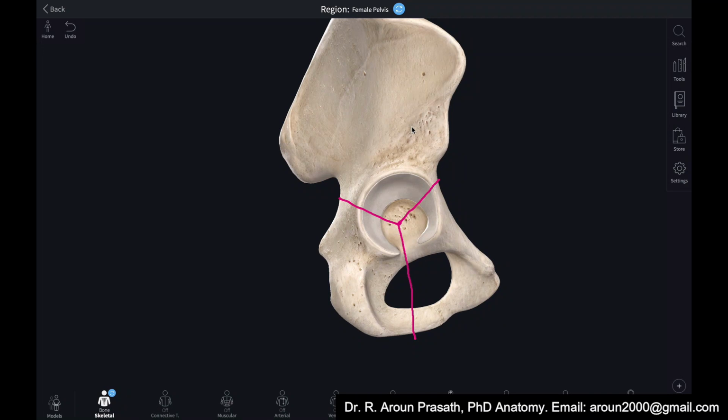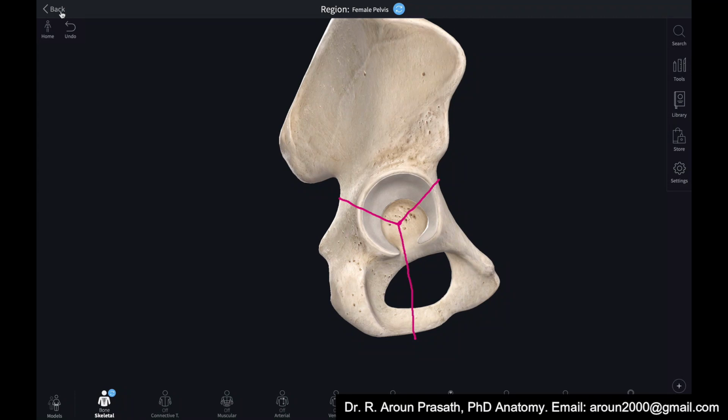Okay, so these three bones unite together to form a cavity that is called the acetabular cavity, where the head of the femur comes and fits. Okay, so this is the acetabular labrum. It's made up of articular cartilage, and this bit is called the acetabular notch.